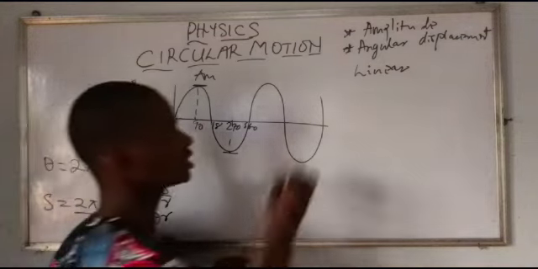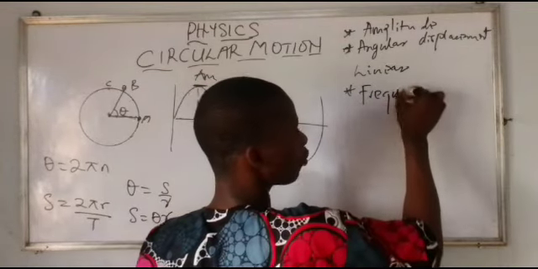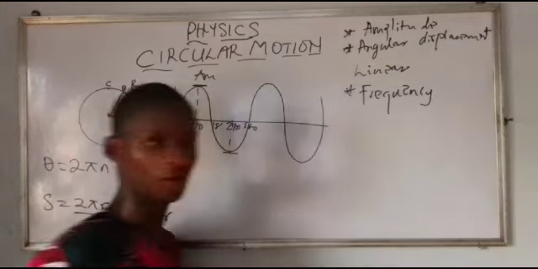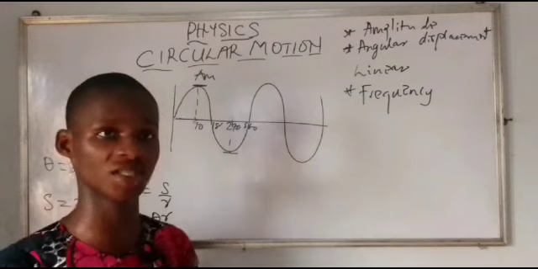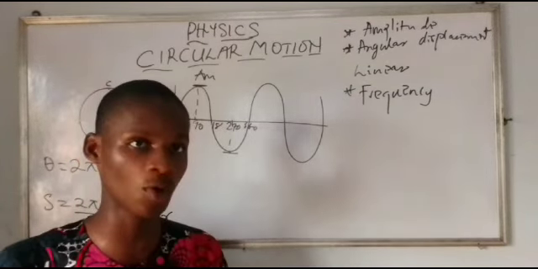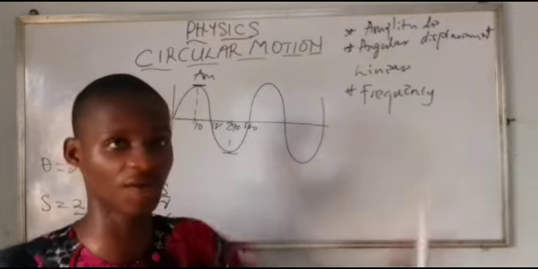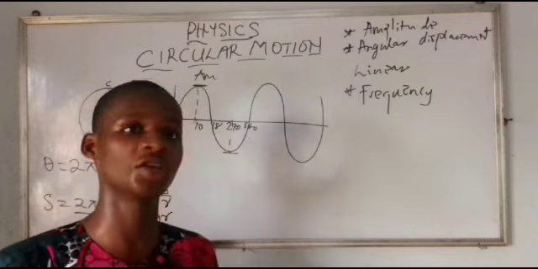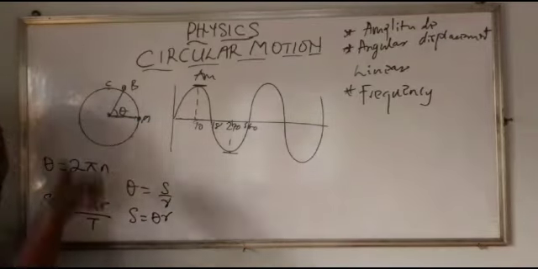Now let's go to the second thing. The second thing we need to know is what we call frequency. Whether it is a uniform circular motion or a non-uniform circular motion, you need to know frequency. Now what is frequency? Frequency simply means the total number of complete circles in a given time or a specific time. I come again. Frequency simply refers to the total number of complete circles in a given time. Now remember I told you that a circle simply means total movement.